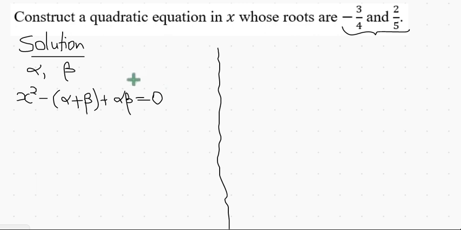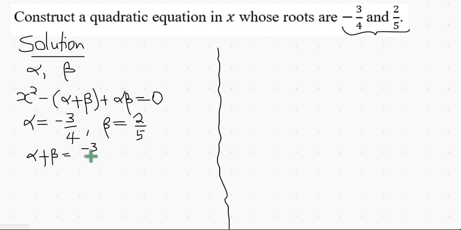So if you are using this method to solve this question, the first thing you should do is take alpha to be negative 3 over 4 and take beta to be 2 over 5. After doing this, you get the sum of alpha and beta, so that will be negative 3 over 4 plus 2 over 5. When you add up these fractions, do your addition correctly.